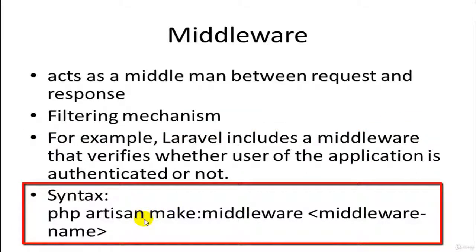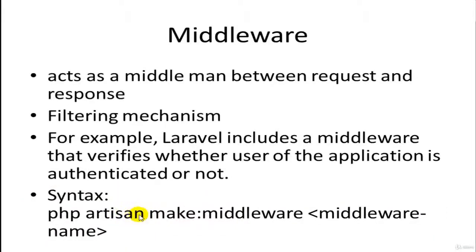The basic syntax for middleware is php artisan, which is the CLI of Laravel, then make:middleware, and here you specify the middleware name, which is maintained in the code. So this is the basic syntax of middleware. Again, I will repeat: php artisan make:middleware name.